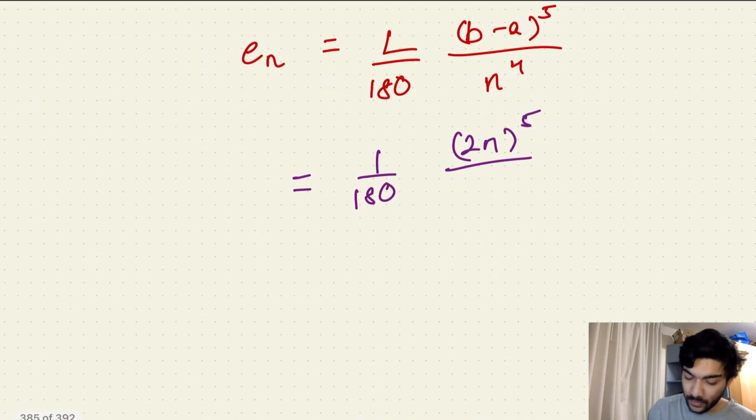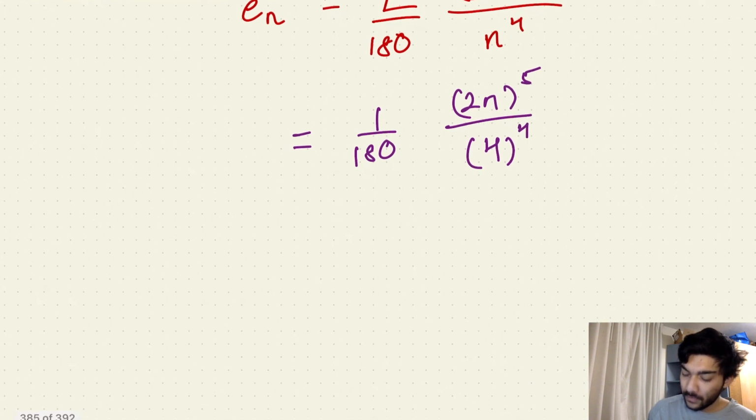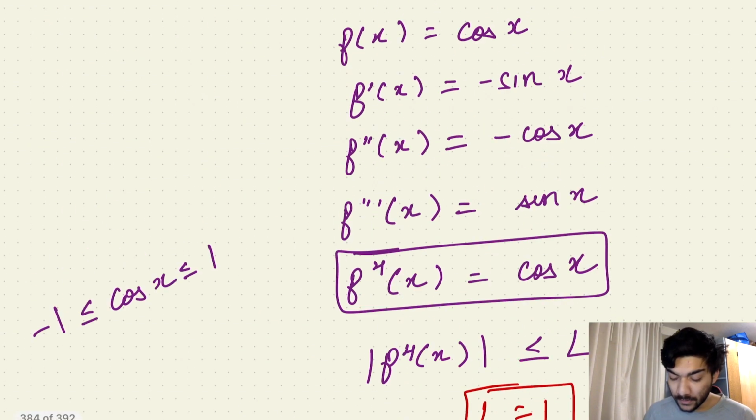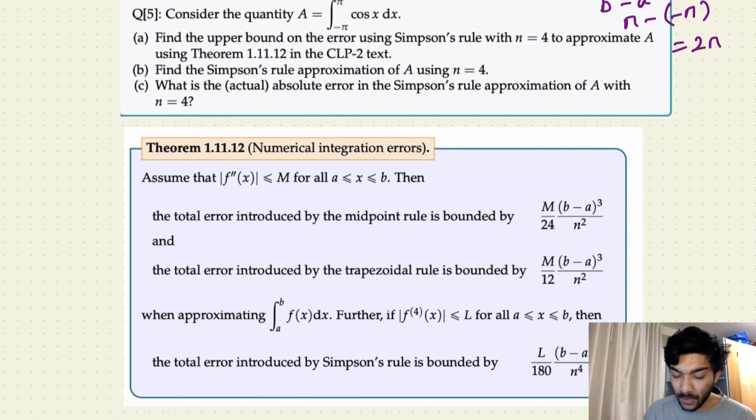So if n is 4, it would be simply 4 to the power 4, and you can simplify this answer or you can leave the answer as it is. So this would be your final answer to the upper bound on the error using Simpson's rule with n equals 4 for this definite integral.